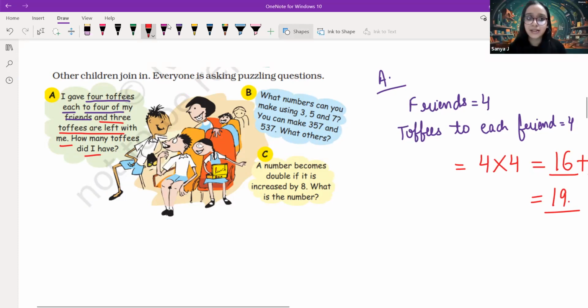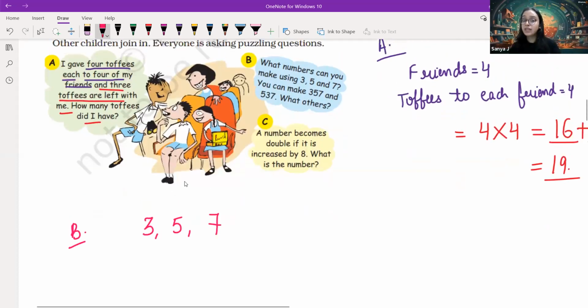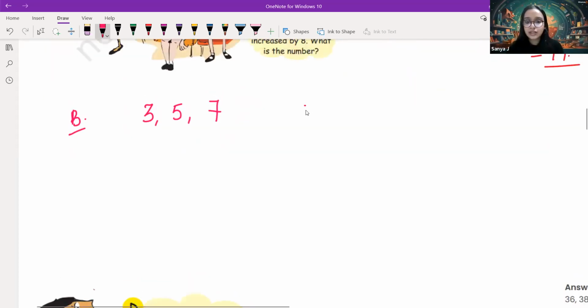The second puzzle. Now what numbers can you make using digits 3, 5 and 7? We have these digits 3, 5 and 7, and we have to make 3-digit numbers using these three numbers. There are some examples given like 357 and 537. We have 357, we have 537. Let's make some more.